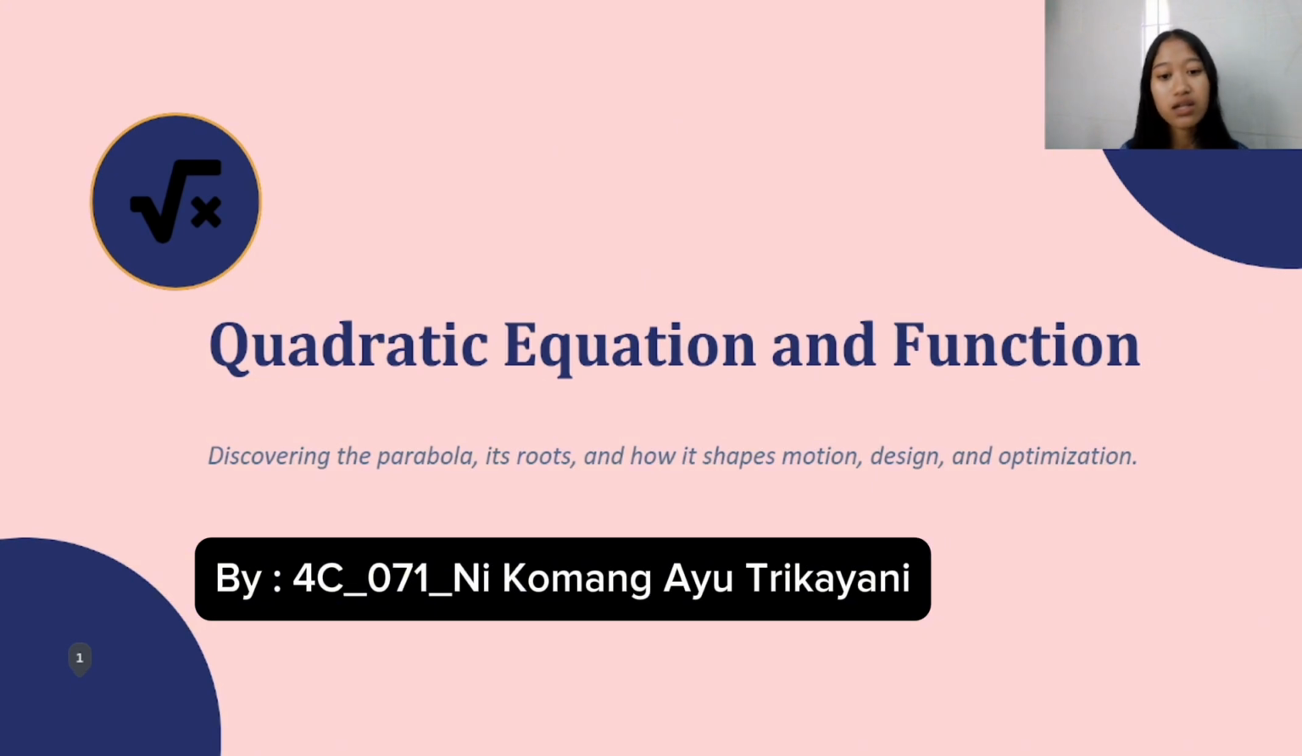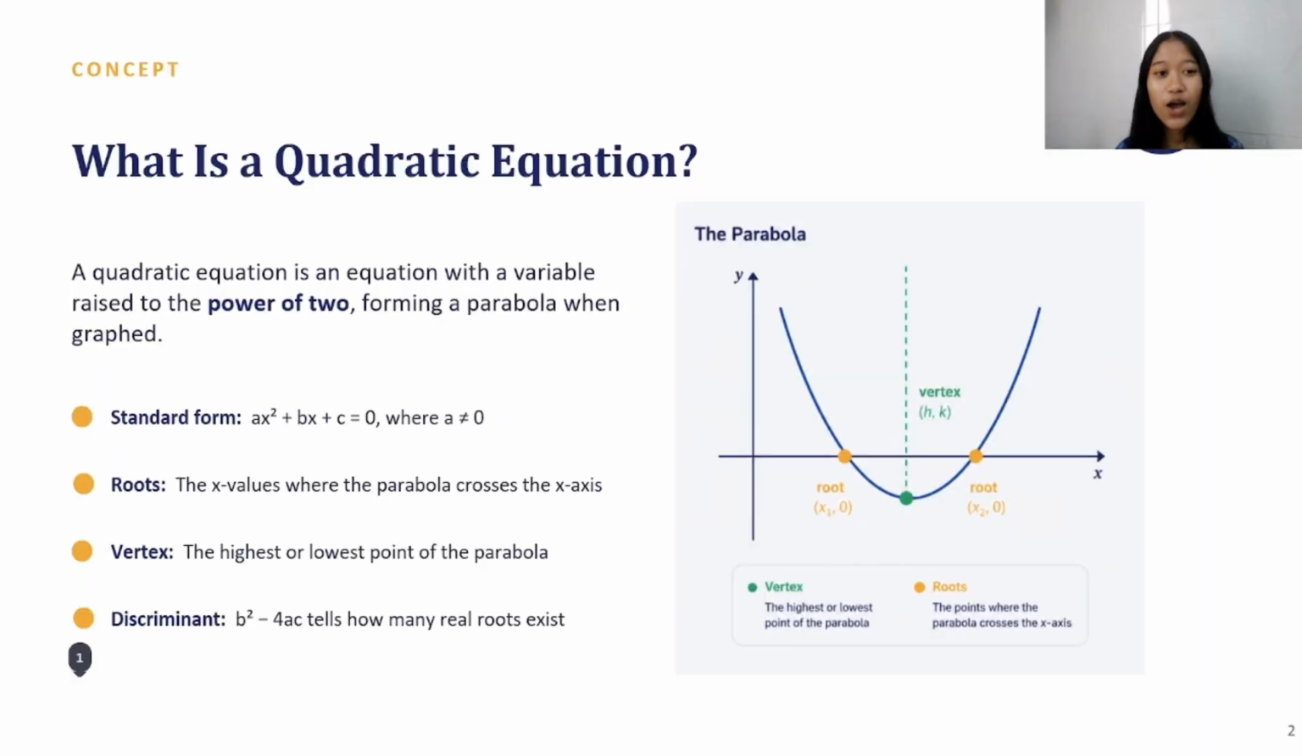Now, let's begin with the definition of a quadratic equation. And next, what is a quadratic equation? First, let us understand the meaning of a quadratic equation. A quadratic equation is an equation with a variable raised to the power of 2, forming a parabola when it is graphed. The standard form of a quadratic equation is a times x squared plus b times x plus c equals 0, where a is not equal to 0.